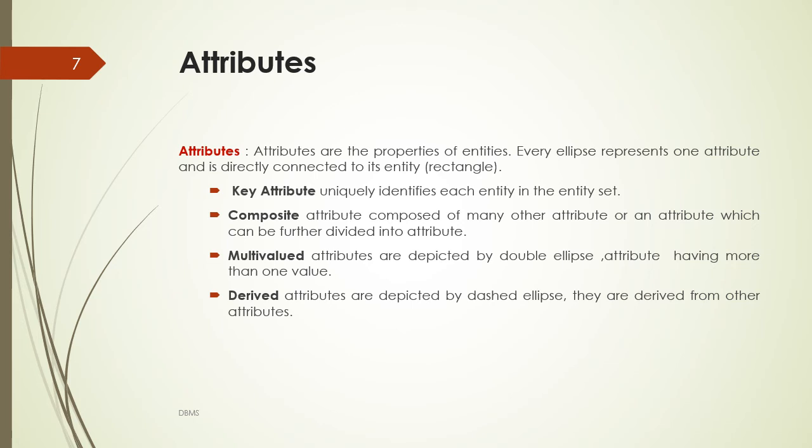So what is a key attribute? A key attribute is something which uniquely identifies each entity in the entity set. The composite attribute is composed of many other attributes, or it can also be said to be an attribute which can be further divided. Multi-valued attributes are depicted by a double ellipse, and these are attributes which have more than one value. Derived attributes are depicted by a dashed ellipse, and they are derived from other attributes. There are also single valued attributes, which means they cannot be further divided.